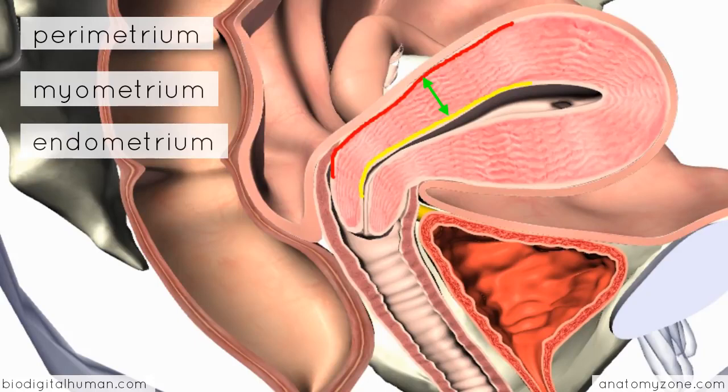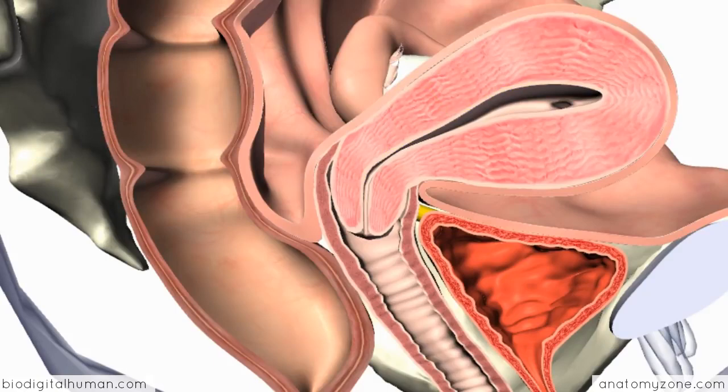So the endometrium, which is the internal mucosal layer, is interesting because it thickens during the menstrual cycle and it disintegrates at the onset of menstruation. So it's under hormonal influence, so it varies in thickness during the menstrual cycle.